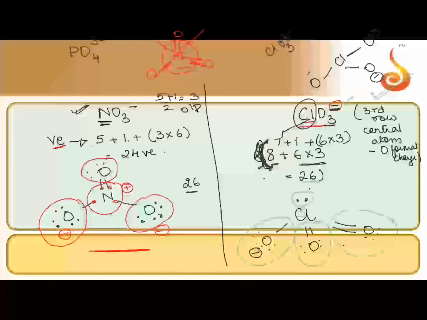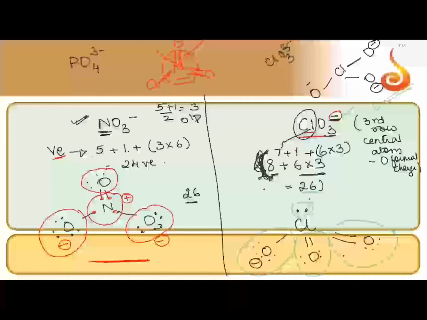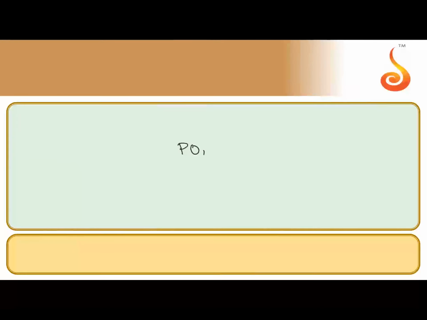Okay, you got this? 3 single bonds and 1 double bond. Seems to be correct. Let's check that. For phosphate, because it is 3 minus, I'm going to put a single bond O minus, single bond O minus, single bond O minus, 3 minus. And I still have 1 oxygen, so I'm going to do a double bond O.